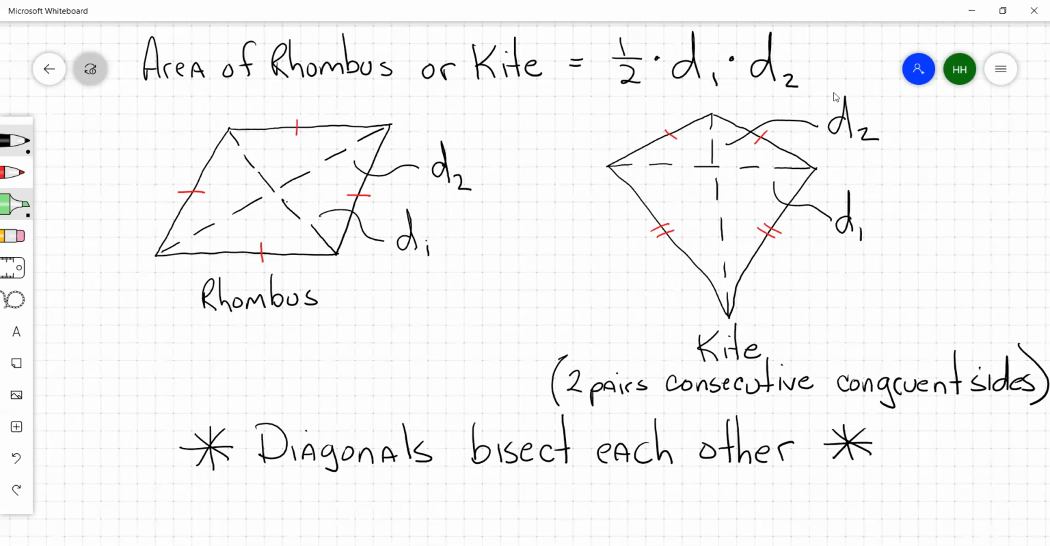Check that. They don't bisect each other. In a rhombus, they do. So let's just make a note here. Rhombus, the diagonals bisect each other.